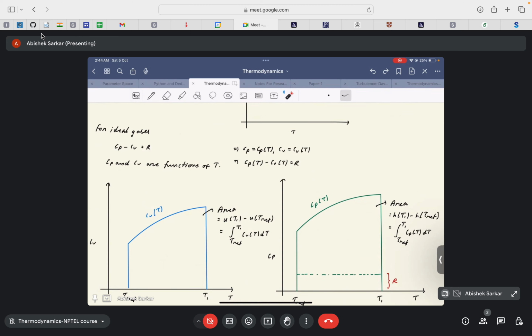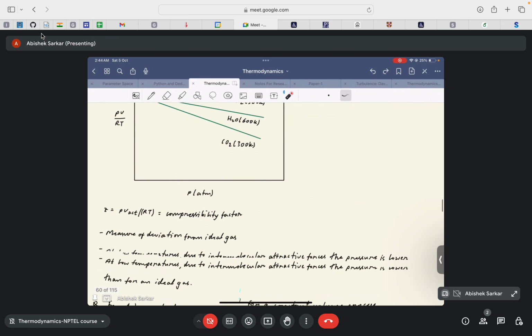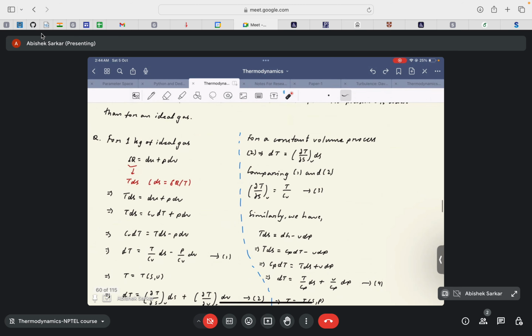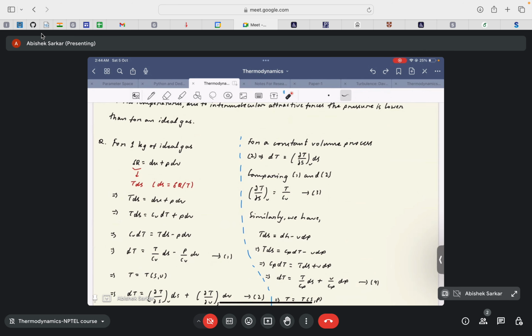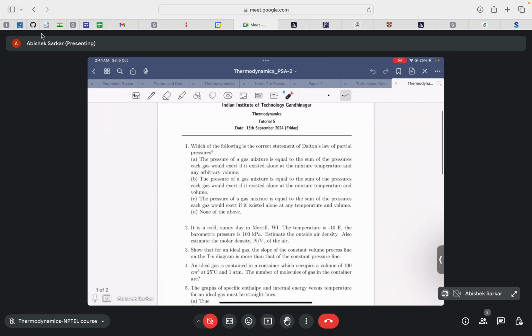Okay, so I hope this was clear. So let us now go and solve some questions. This is the first question here. Which of the following is the correct statement for Dalton's law of partial pressures? I'll give you some time to look into the options and then you can tell me the correct answer.